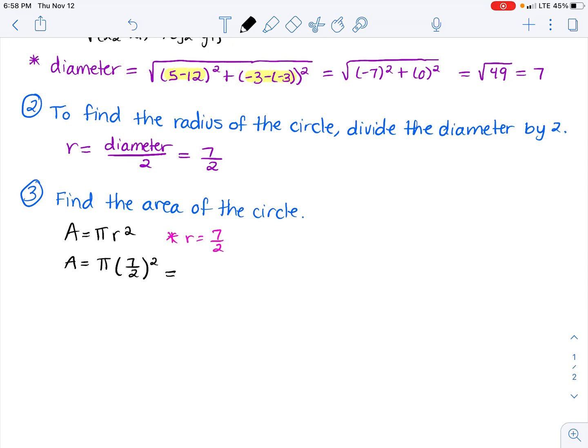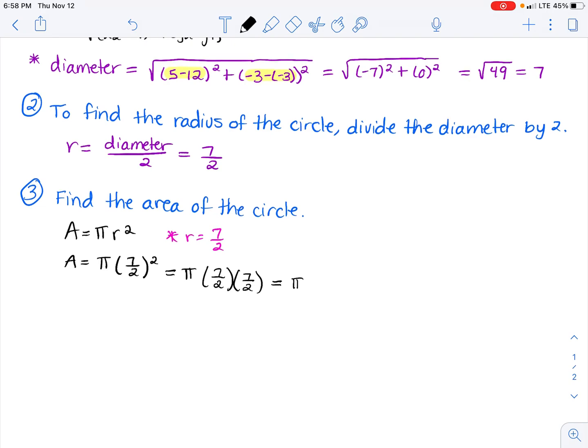And so this is equal to pi times 7/2 squared, which is just 7/2 times 7/2. That's what the squared means, right? I take whatever my base is here, and I multiply it by itself 2 times. And so to figure out what 7/2 times 7/2 is, I multiply across.